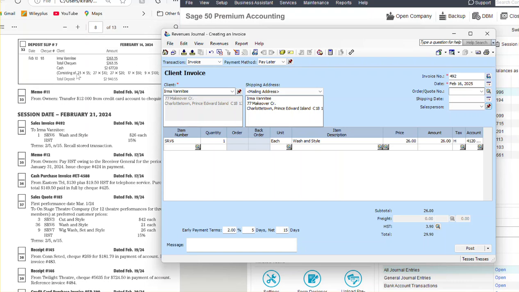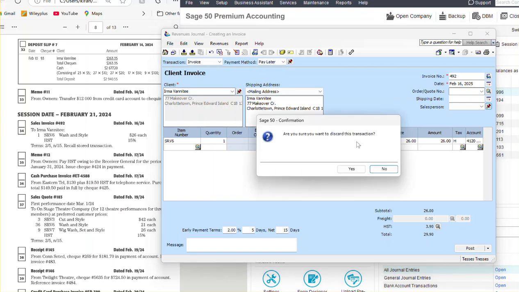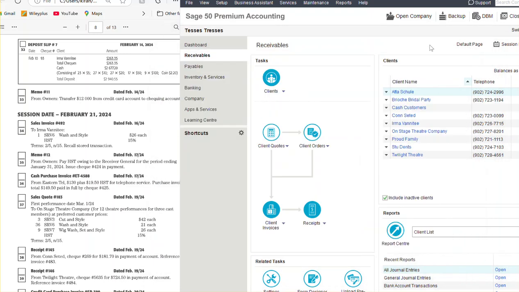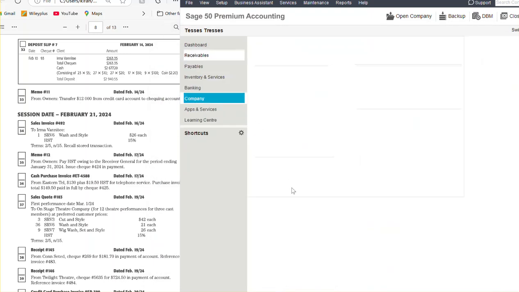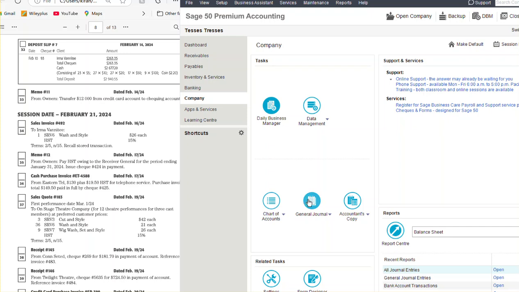Oh, I forgot one entry. Sorry, I forgot one entry. I didn't do the owner withdrawal. I'm not going to post this. I will come back to post this. So delete, disregard this transaction. No, you don't need to disregard it. Let's see if I can minimize and go to the company, because I should be able to do this first.